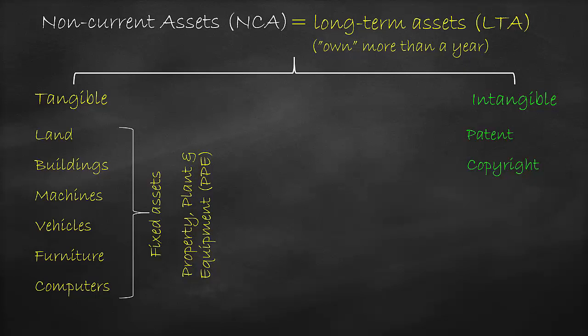A third example of intangible assets include trademarks, which is the right to use an exclusive name, symbol, or phrase to identify a company, such as the big M on the McDonald's symbol.